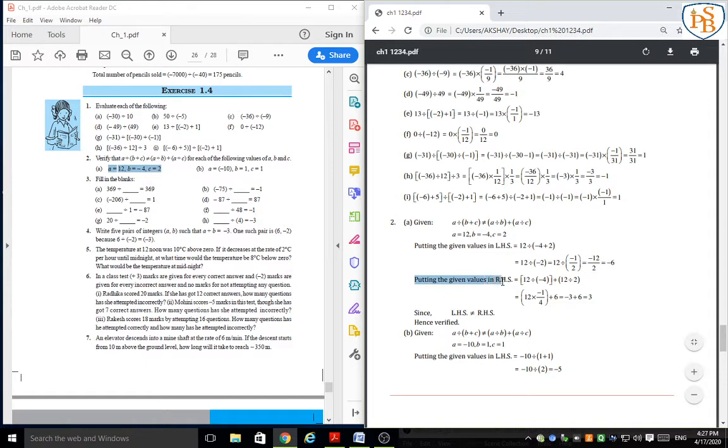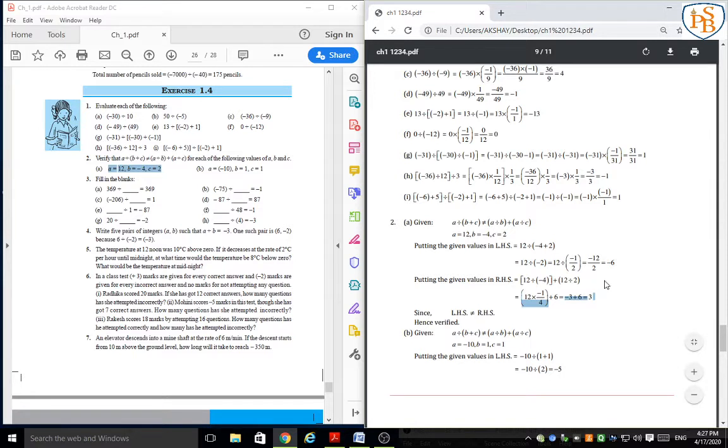Putting the values in the RHS: in bracket, 12 divided by -4, bracket close, plus, in bracket, 12 divided by 2. So what will be the answer? 12 divided by -4, the answer will be -3, plus 12 divided by 2, the answer is 6. So -3 plus 6 is equal to 3.